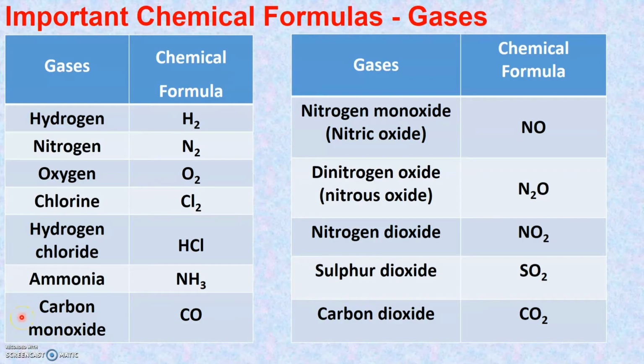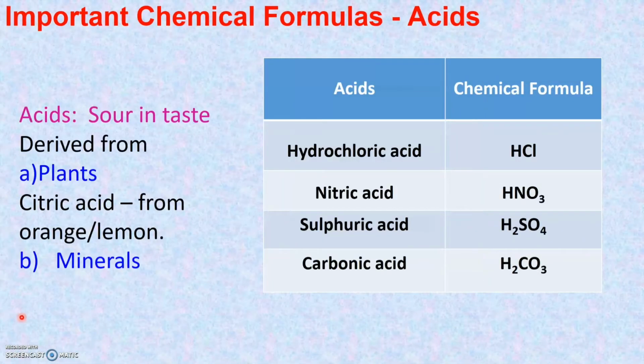Now let us see the chemical formula of few important acids. Before we go into the chemical formula of each of these acids, let us understand what is an acid. Acids are chemicals that are generally sour in taste. They are derived from plants and also from minerals, that is, those solid substances that are present naturally on earth.